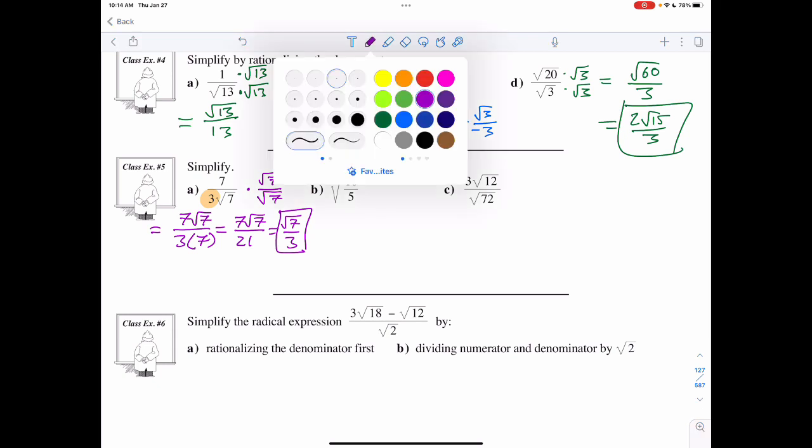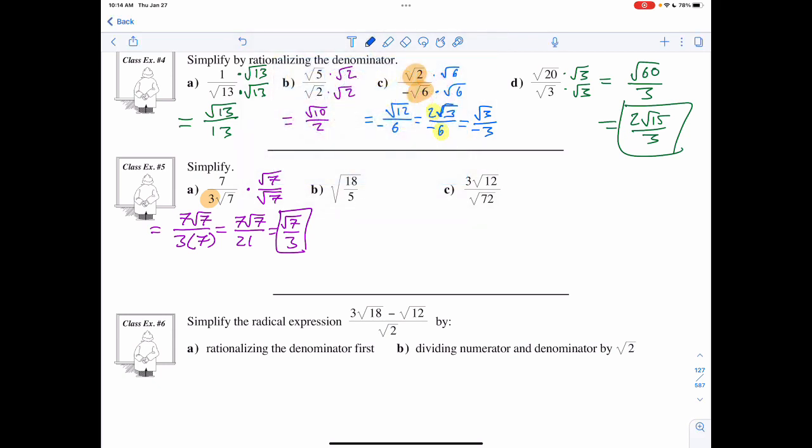When I get to the next example, I know this is the same as the square root of 18 over the square root of 5. So I'm going to multiply the top and the bottom by root 5. This is going to give me the square root of 90 over 5. And the square root of 90 I can simplify to 3 root 10 over 5.